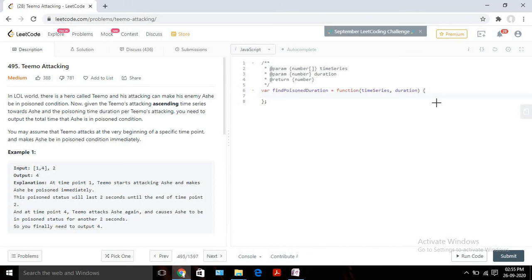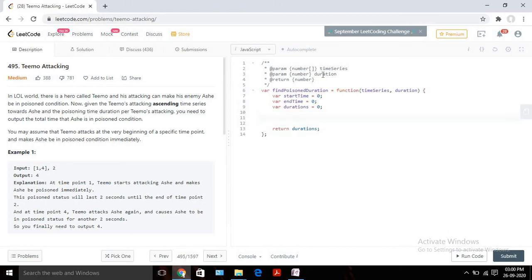Let's complete this given JavaScript function. I think we need at least 3 variables. One is the start time, where I am going to keep tracking the start time of our previous timestamp or previous poison. Initially it will be 0. One will be the end time, where I track the end time of the previous poison which is active. And another is duration, where I track the total duration that I can cover. Initially it will be 0, and at the end we are going to return this duration.